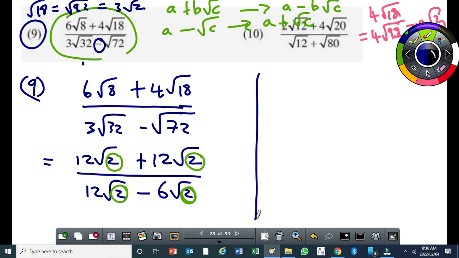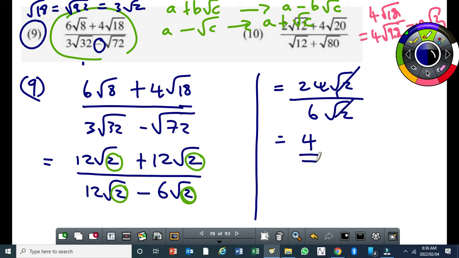Alright? So, if you carry on here, since we have got like terms, we've got the numerator and the denominator, 12 plus 12 will give you 24, so you end up having 24 square root of 2 all over. That will be 12 minus 6, and you get 6 square root of 2. Obviously, these two will cancel out.